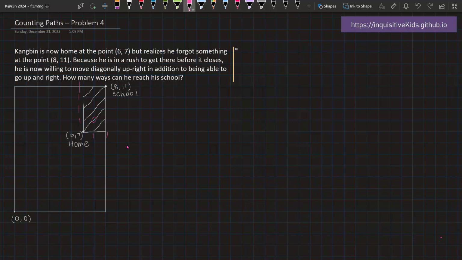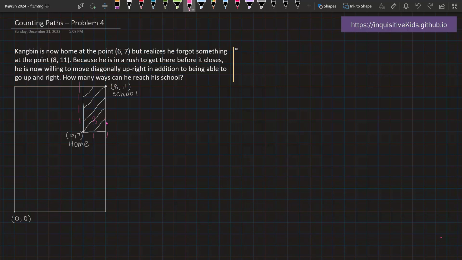What do we write for this first point here in the middle? Well, we can't just do 1 plus 1 equals 2, because there are now 3 different ways to get there. Either directly going across, or by first going up then right, or first going right then up. So there's actually 3 different ways.